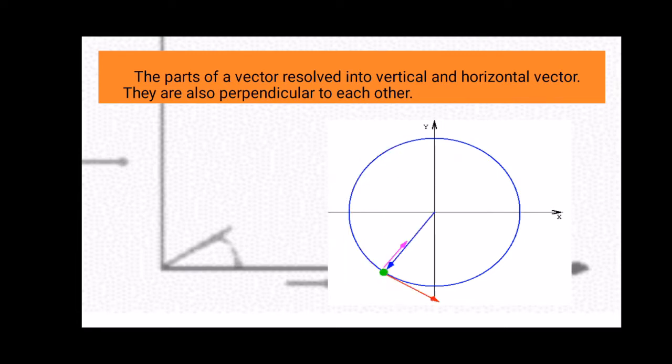As you can see in this figure, we have 3 arrows and 1 dot that are running around the circle. The red arrow represents the position, the green dot represents the velocity, and lastly, the pink arrow represents the acceleration.